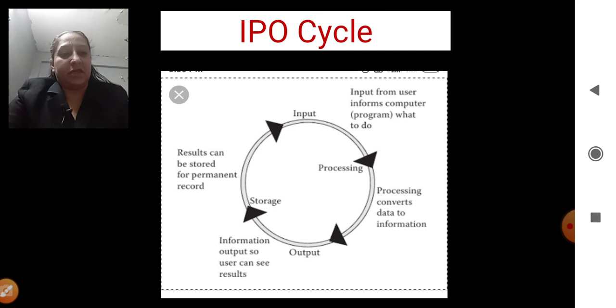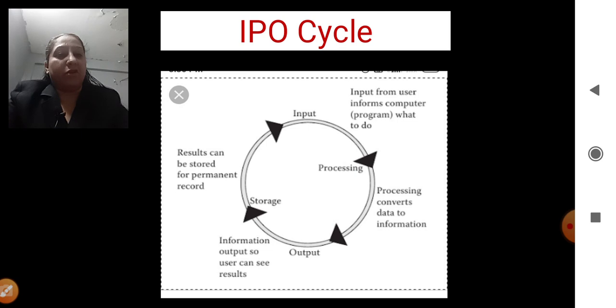Once the processing is done by ALU, what actually is processing? Processing means to convert your raw data into proper information. What is information? Information is processed data, and at last output, that is your calculated answer, what we see on the screen. What is the definition of output? That is the information output so that the user can see the results. And finally it comes to the last part called storage.